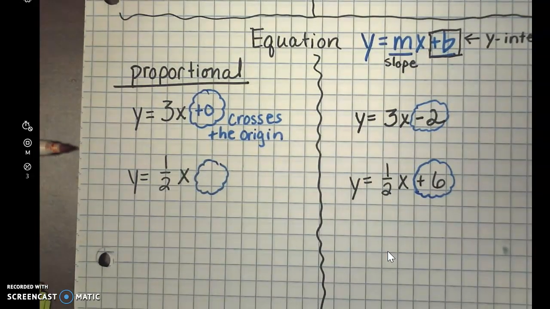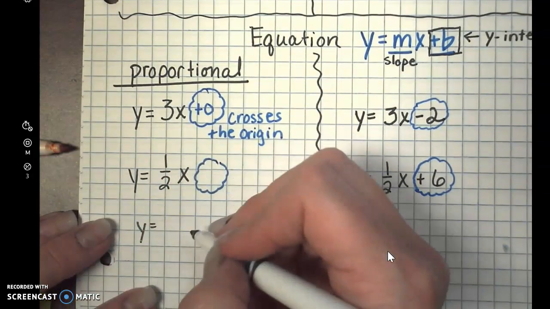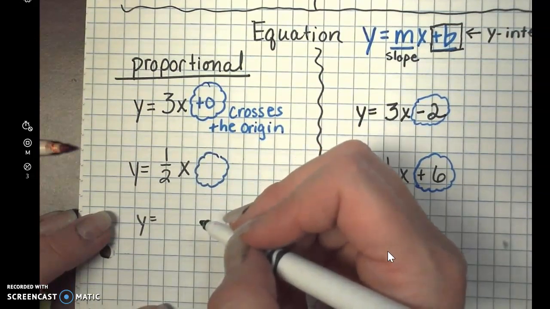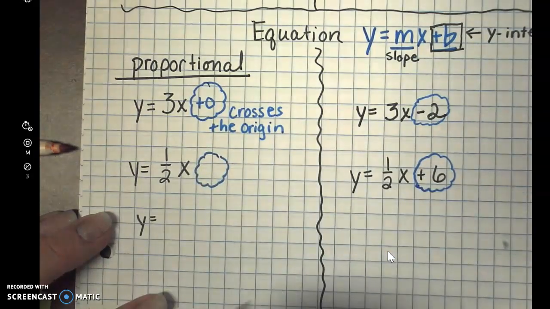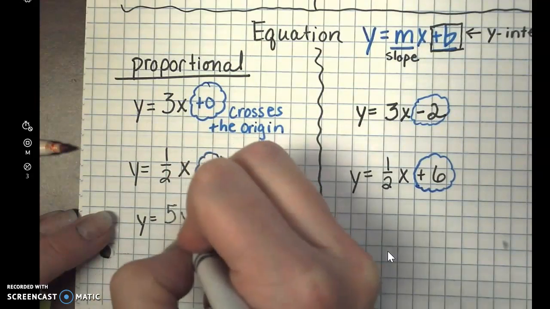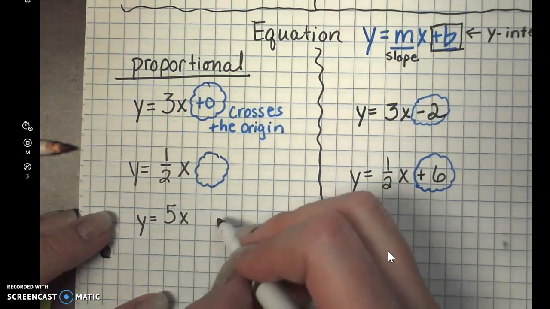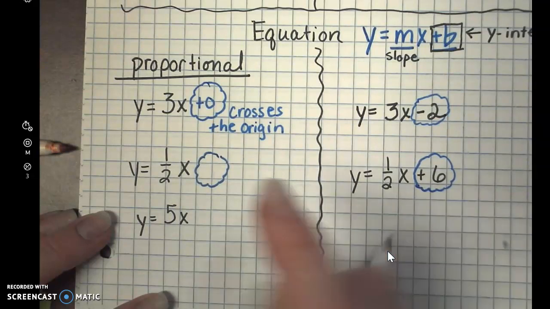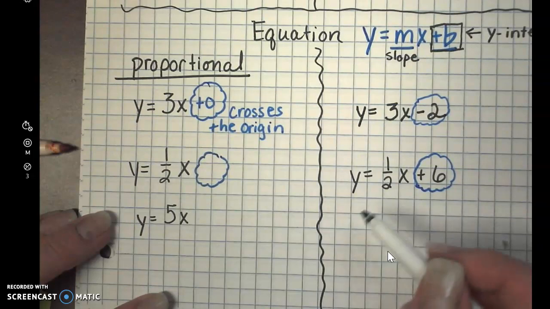All right, one more example real quick. Here you go. Can somebody give me a number for slope? It can be a fraction. Anybody? 5. I could say 5. That would work. 5x. If I don't put plus or minus something out there, is it proportional or non-proportional? Proportional. Yeah, it crosses at the origin.